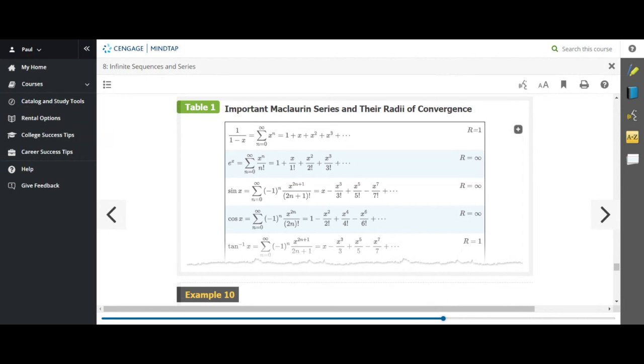Like the exponential function, the sine function, the cosine function, the arctangent function. For the arctangent function, you actually found a power series back in section 8.6, so it should be the same, right? But this is a table of important Maclaurin series that you can reference for some of the homework problems in section 8.7.